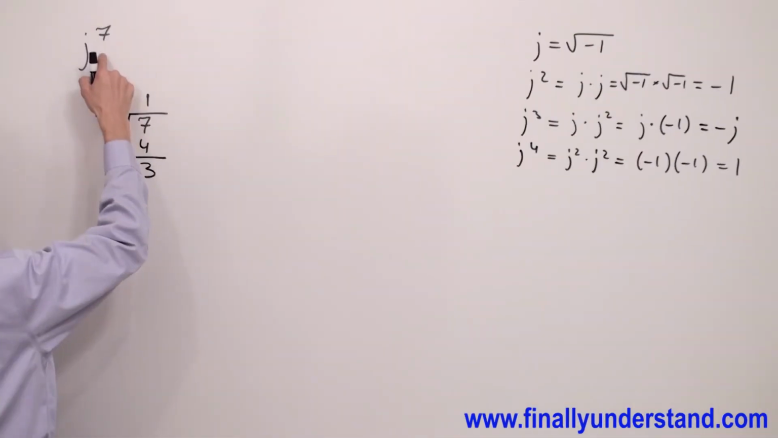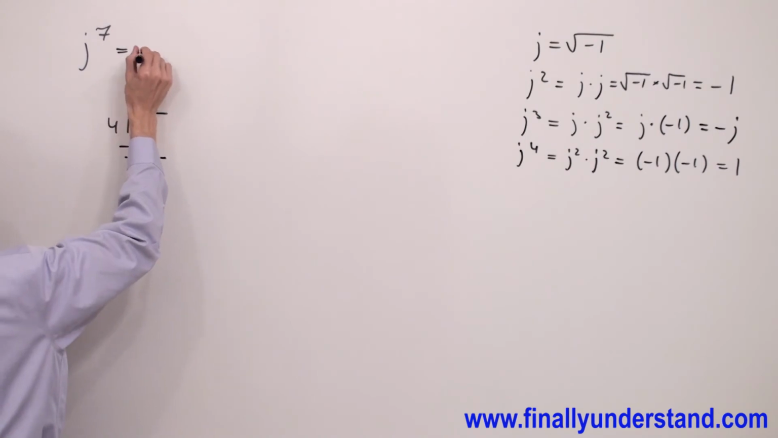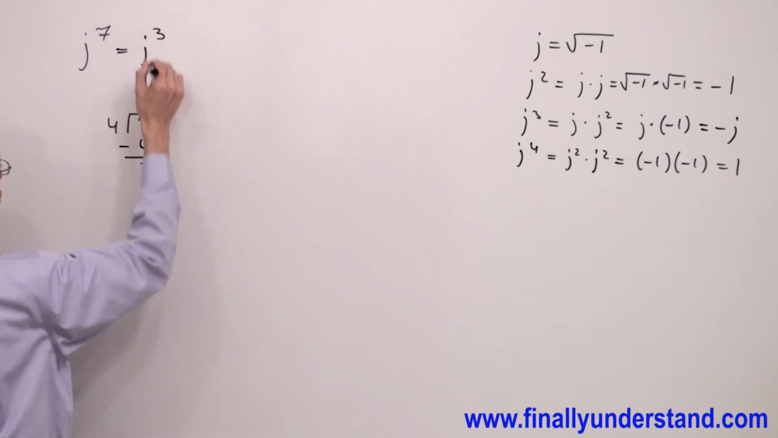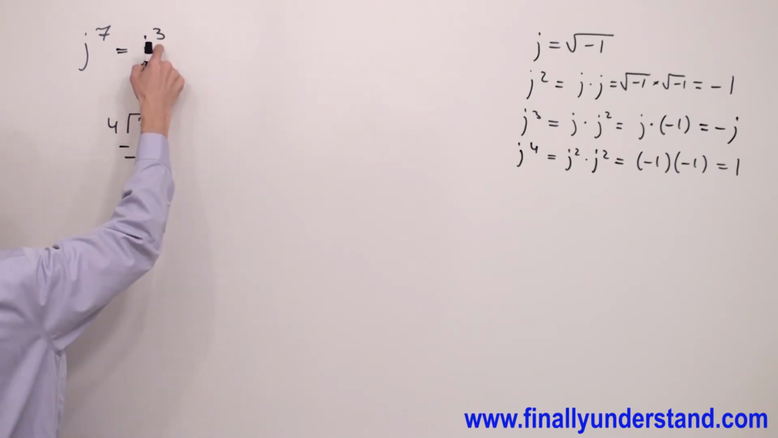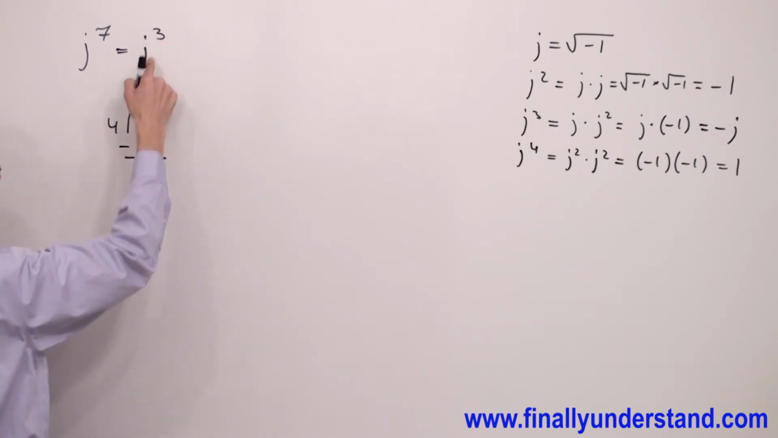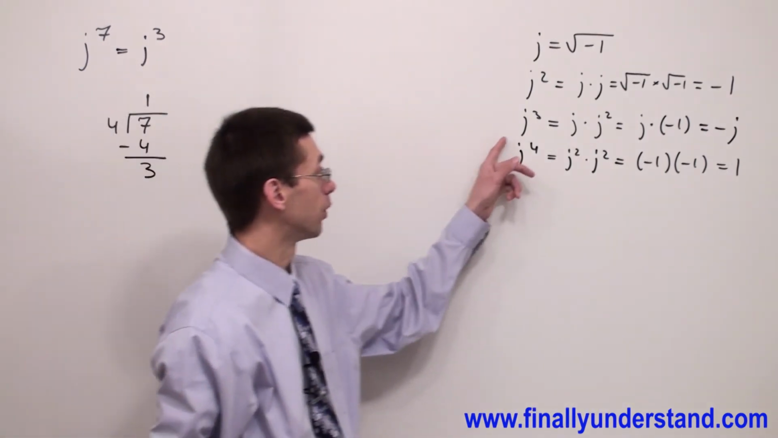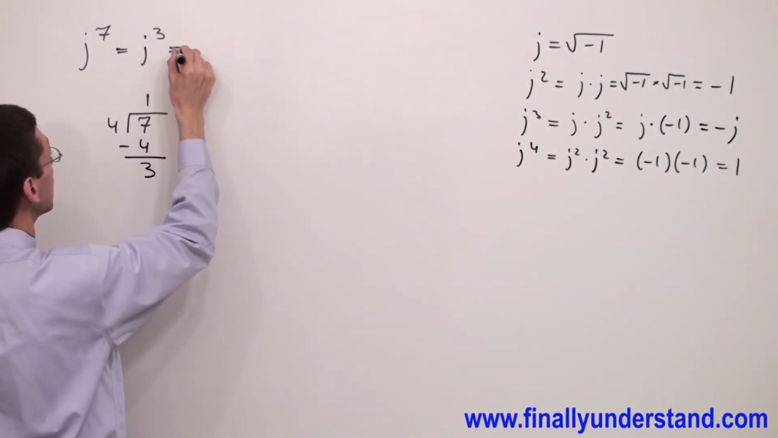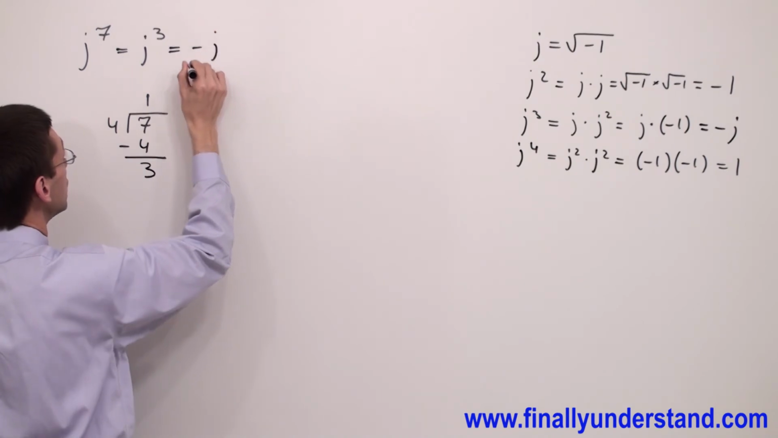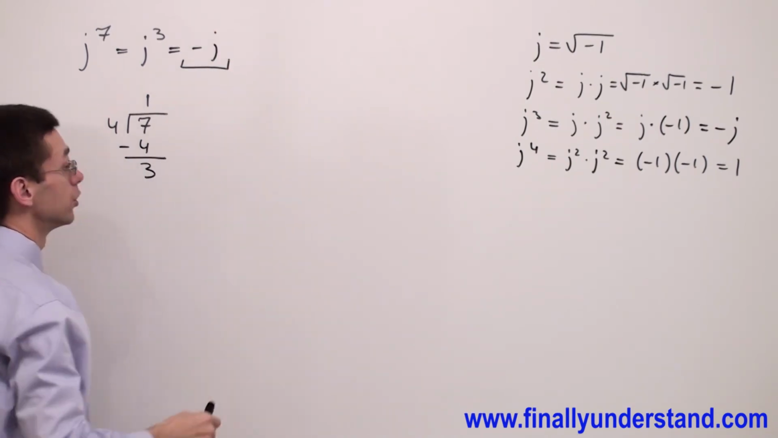Now j to the 7 is equal to j to the third, because my remainder is 3, and this is my exponent over here, right? So j to the third is equal to -j. And this is the solution to my problem.